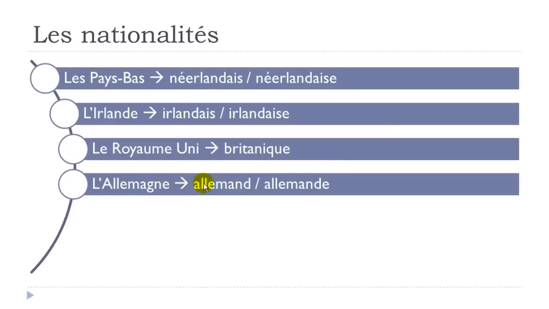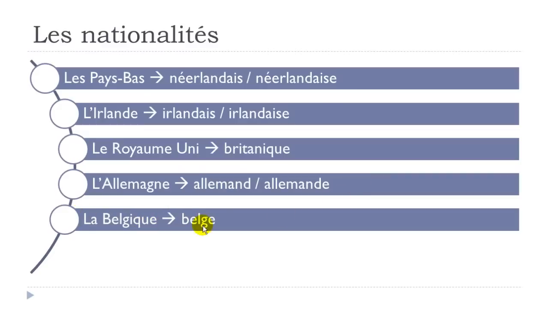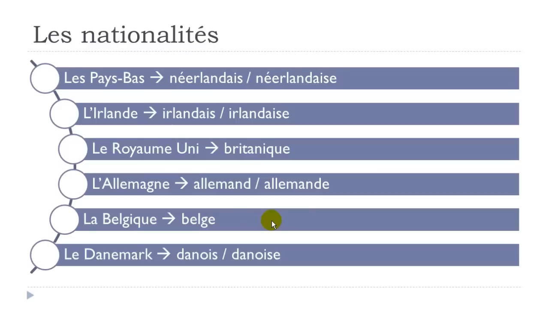L'Allemagne, allemand, allemande. Okay, same thing here. You don't pronounce the final D, but then you pronounce it here for the feminine form. Allemande, d, d, okay? Allemand, allemande. La Belgique, belge. So only one form here for the masculine and the feminine form. Le Danemark, danois, danoise. Z, okay, insist on that. Danois, don't pronounce the final S. Danoise, here you pronounce it.